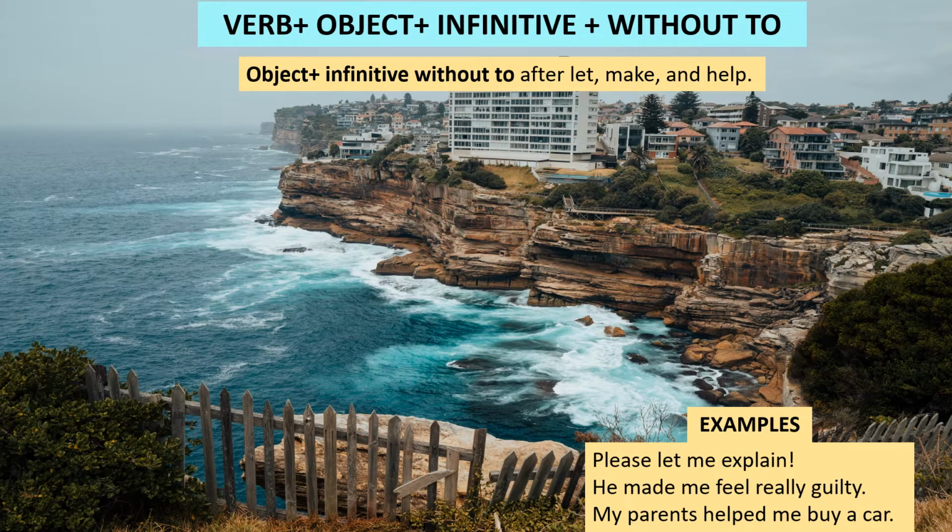Verb plus object plus infinitive without to. We can use object plus infinitive without to after let, make, and help. Help can be followed by object plus infinitive with or without to. For example, please let me explain. He made me feel really guilty. My parents helped me buy a car.